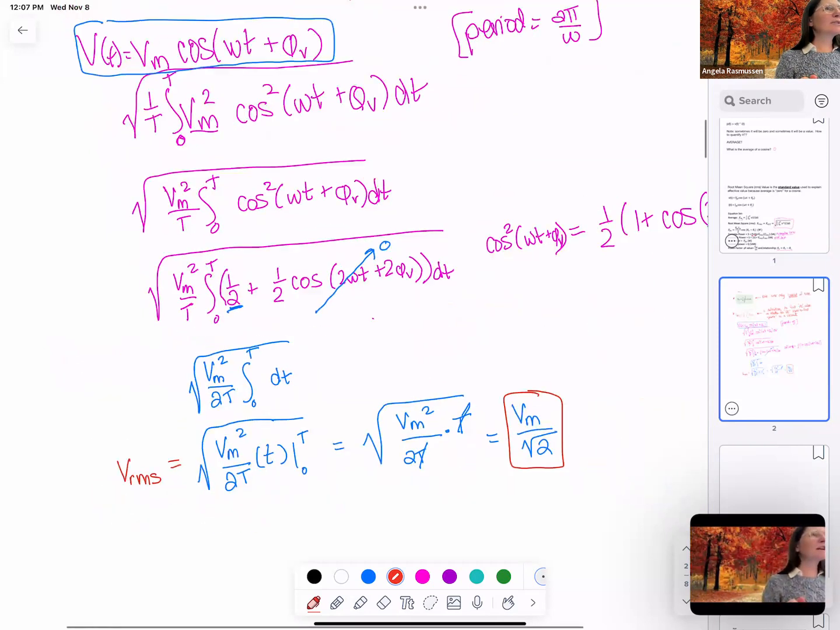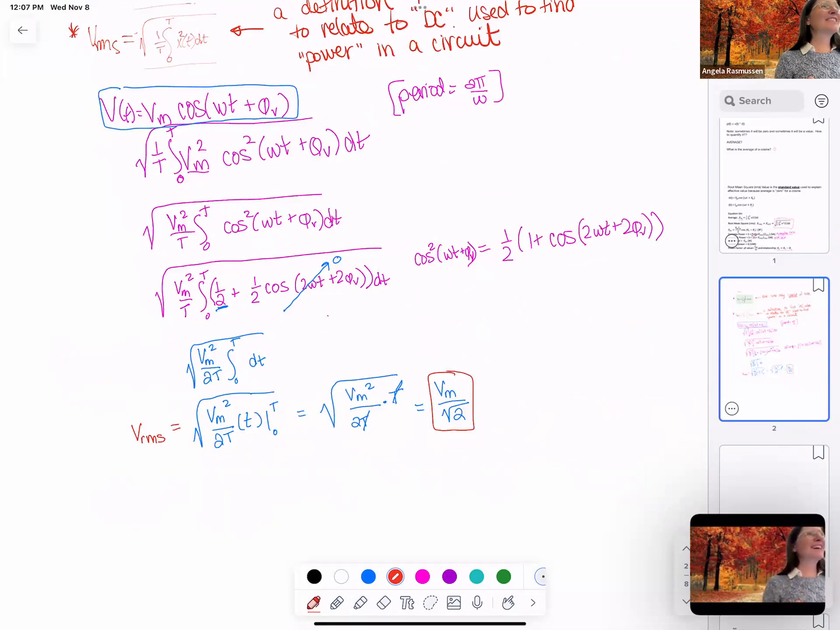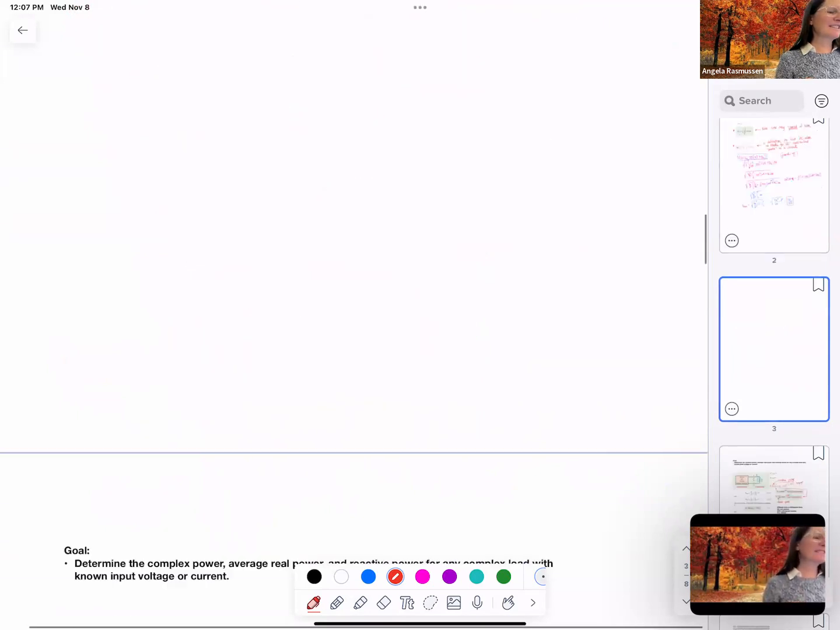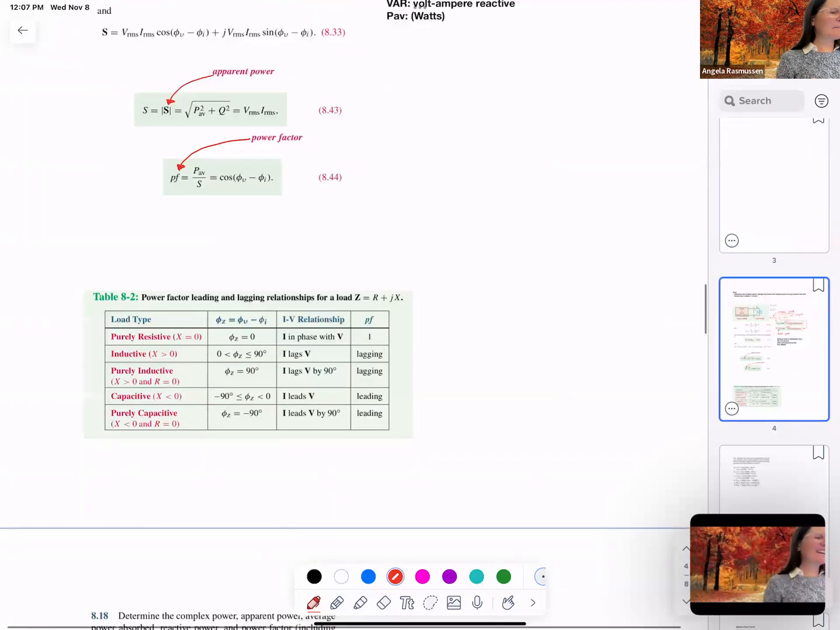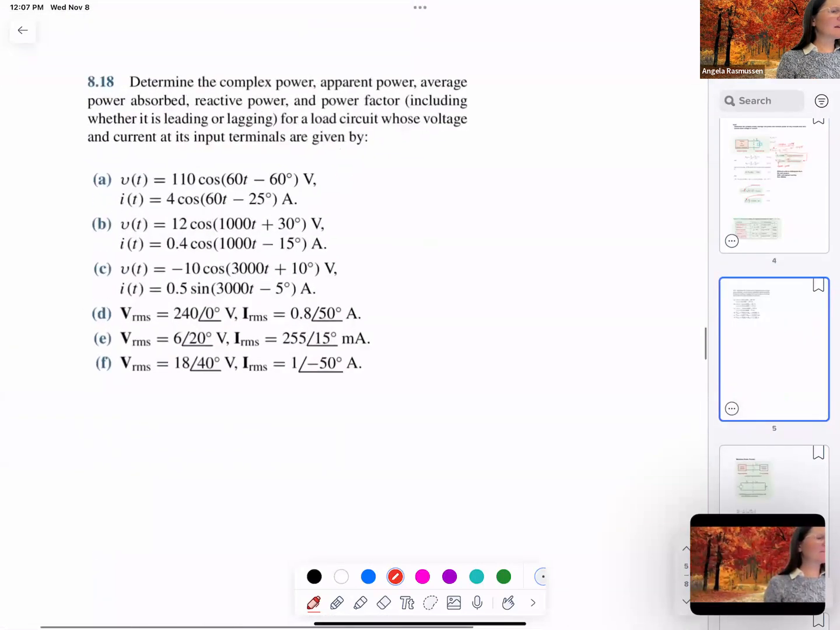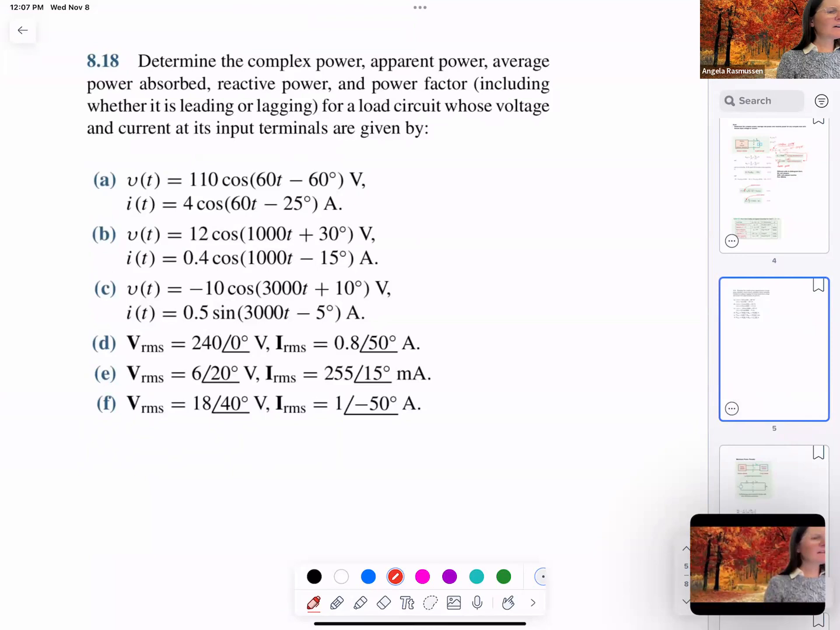All right, any questions about this? Okay, you guys ready to work on some more problems? Okay, so this is just review from last time, and then we were working on this problem. We worked on A. And so go ahead and now work on B.